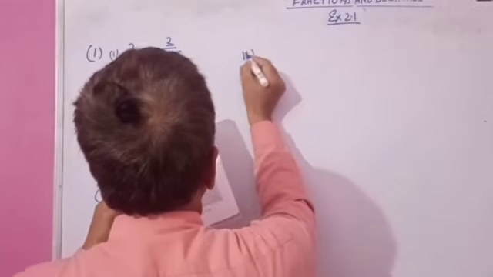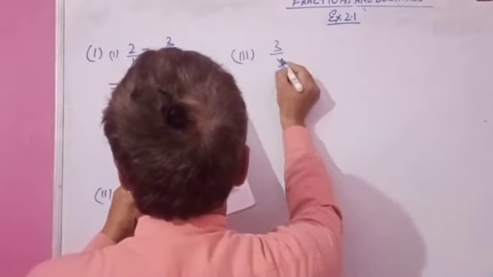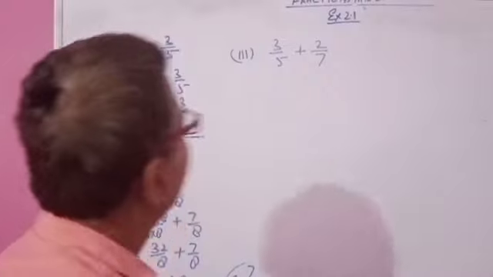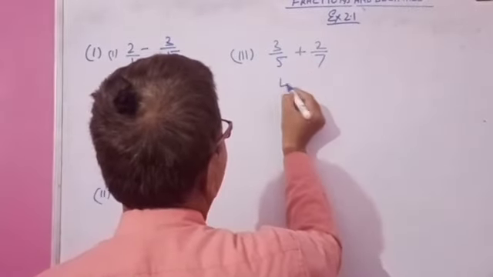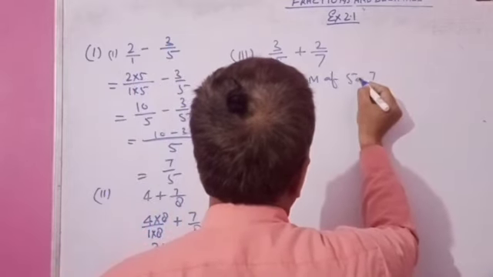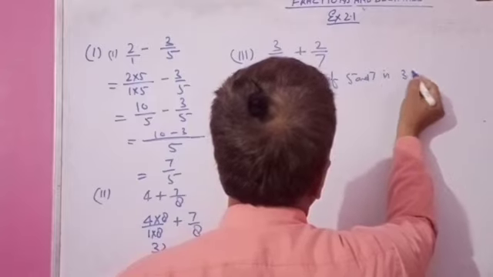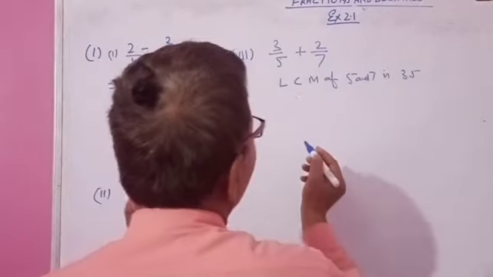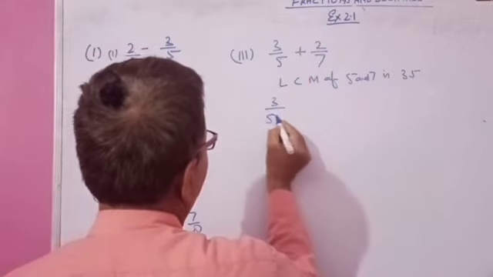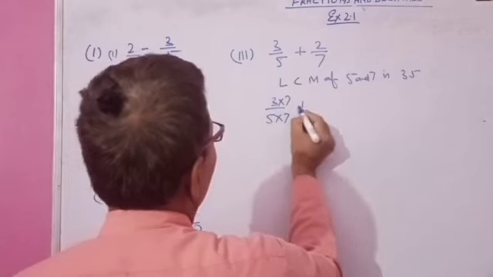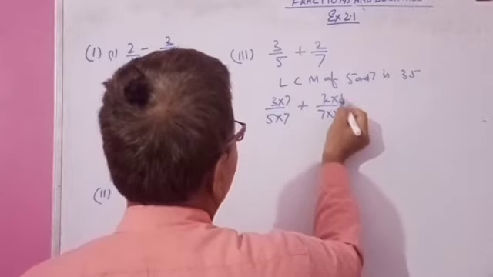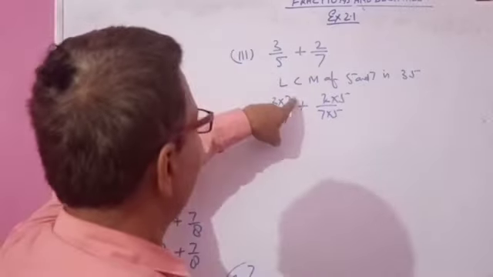Part 3, you are seeing 3 upon 5 plus 2 upon 7. Now the LCM of 5 and 7 is 35. Now you will make the denominator 35. 5 times 7 is 35, and 7 times 5 is 35. Here you will multiply 7 to the numerator and denominator.